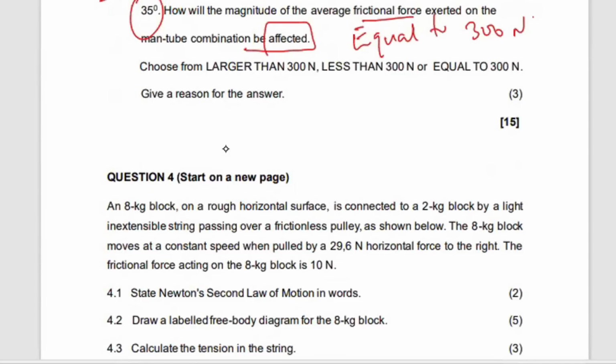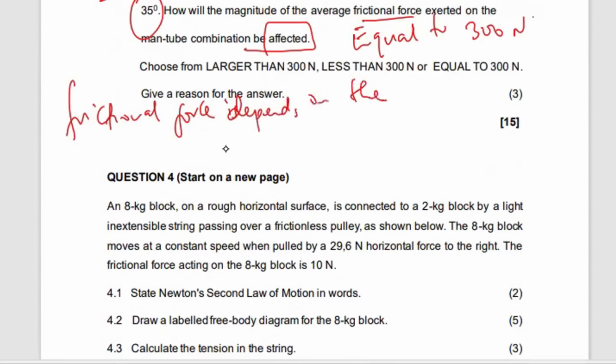And then they want us to give a reason why. So we know that frictional force depends on the surface.